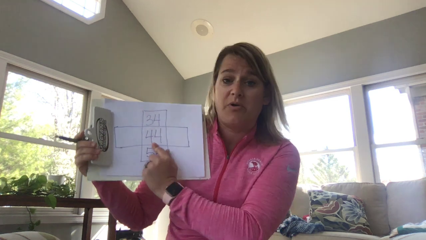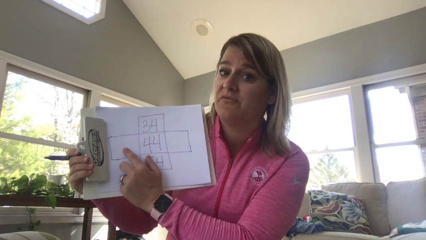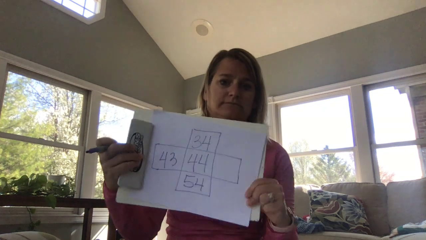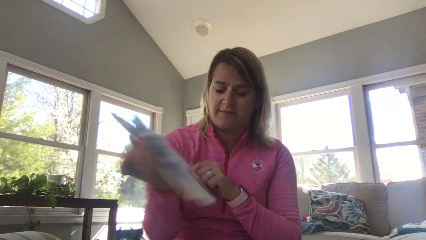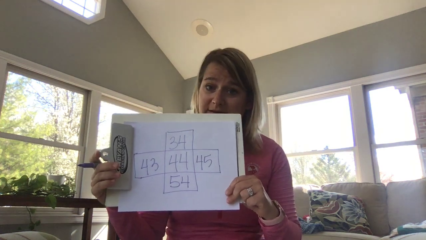So on a hundreds chart, if I put my finger on 44 and I go back 1, what comes before 44? And we know it's 43. So we know 43, 44, 45. So that is 45.